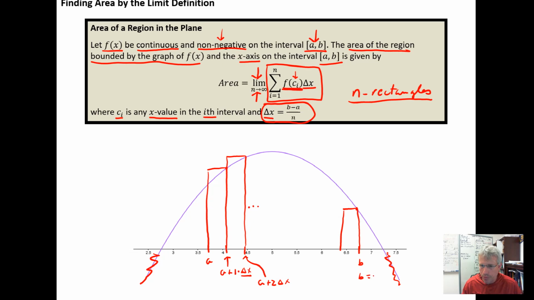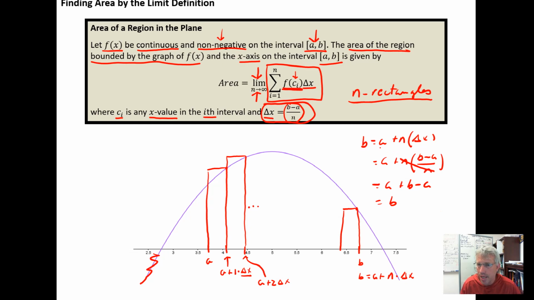B will actually be equal to A plus, if there are n rectangles, A plus n times delta x. And in fact, you could verify that: B equals A plus n times delta x, where we've defined delta x to be (b minus a) over n. So n times (b minus a) over n: n divided by n is 1, you get a plus b minus a, and a minus a is 0, you get b. So indeed, b is a plus the nth rectangle times delta x.